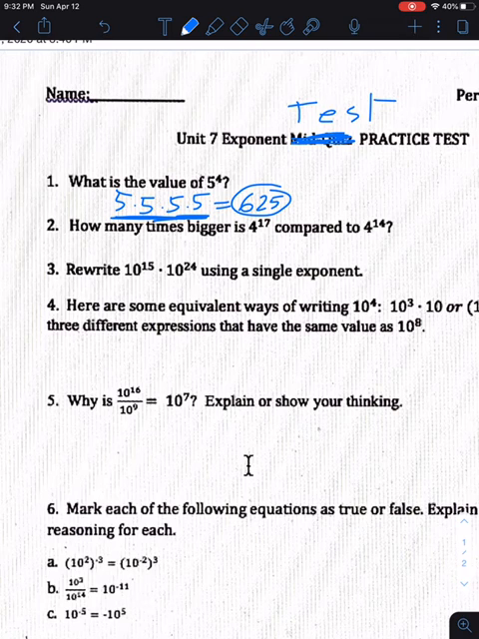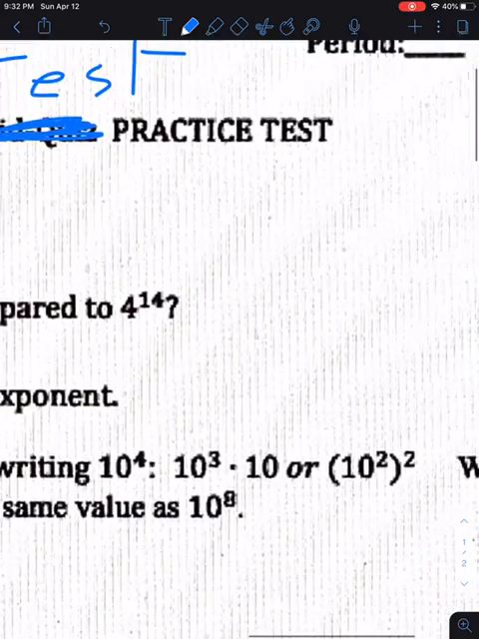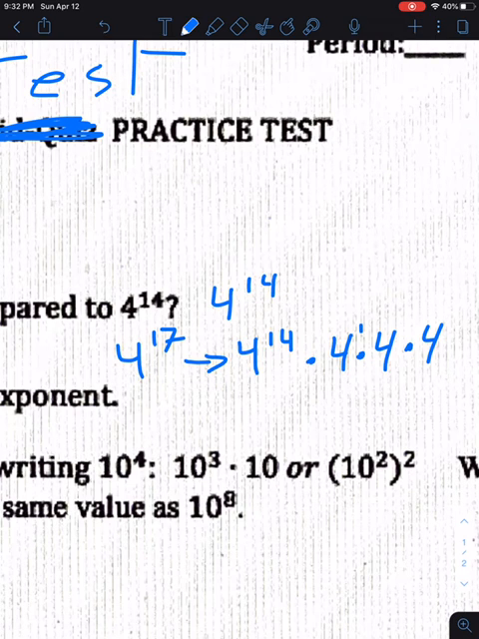All right, so number 2, how many times bigger is 4 to the 17th compared to 4 to the 14th power? All right, so let's see this. So 4 to the 17th and 4 to the 14th. Let's write this one out. So 4 to the 14th power. If we're going to get 4 to the 17th, well, 4 to the 17th is the same as 4 to the 14th, and then you just multiply 4 by that 3 more times, right? Because 14 plus 1, 2, 3 more 4s is equal to 17.